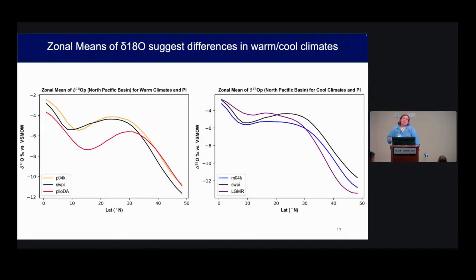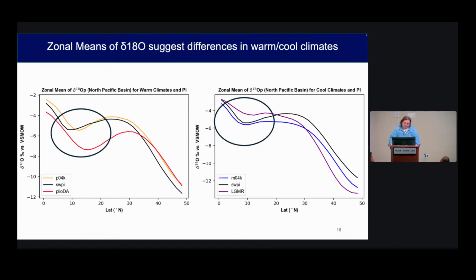Okay, so what I'm showing here are just the gradients of the delta 18O of precipitation in the North Pacific. On the left is the pre-industrial simulation and the 2 Pliocene-like simulations, the plus 4K and the Plio-DA pattern warming experiment. Then on the right, we're showing the last glacial maximum-like simulations. And you can see both have a general downward trend from the equator, which is at the left, up to 50 degrees north on the right, which is what we expect from Rayleigh distillation and other temperature gradients from the equator to the high latitudes. But there are features that are different and interesting that we want to discuss.